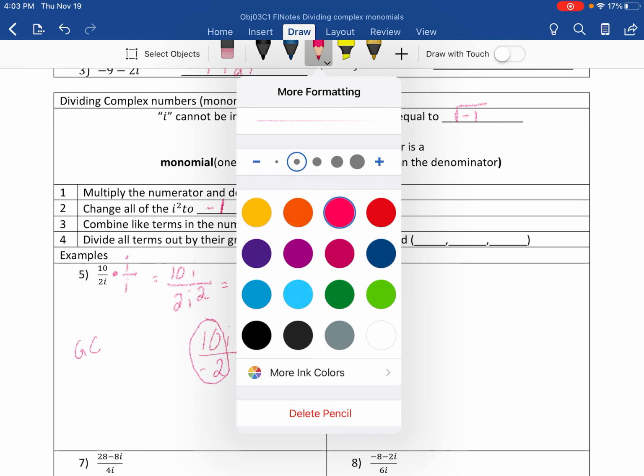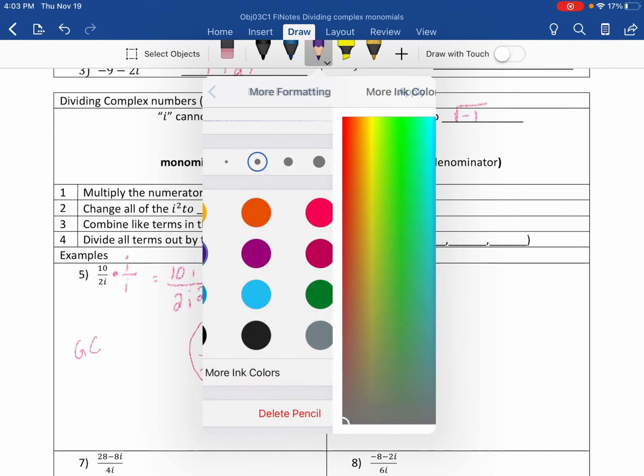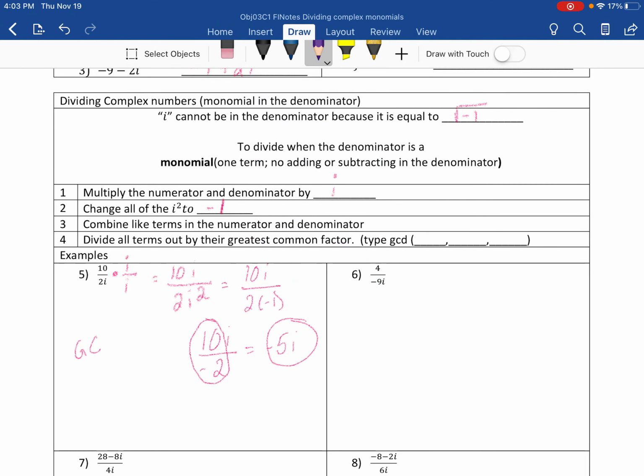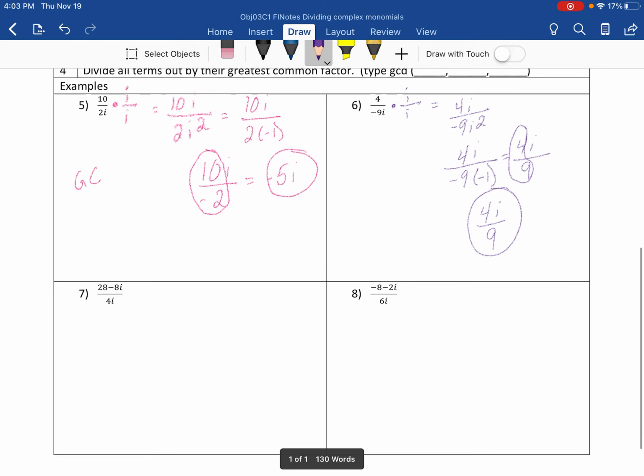For the next one, I have 4 over negative 9i. I'm going to multiply this by i over i. I multiply across. I have 4i over negative 9i squared. I'm going to replace my i squared with negative 1. That's 4i over 9. There's no greatest common factor for 4 and 9, so my answer is going to be 4i over 9, and that's my final answer.